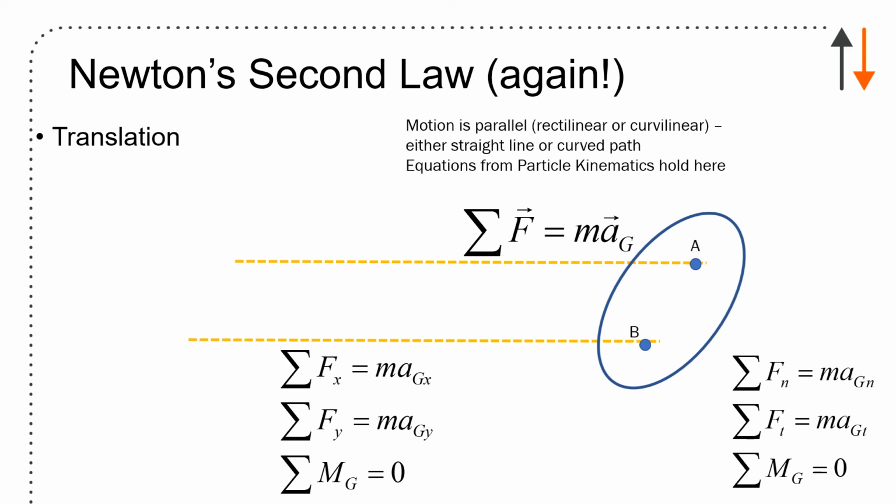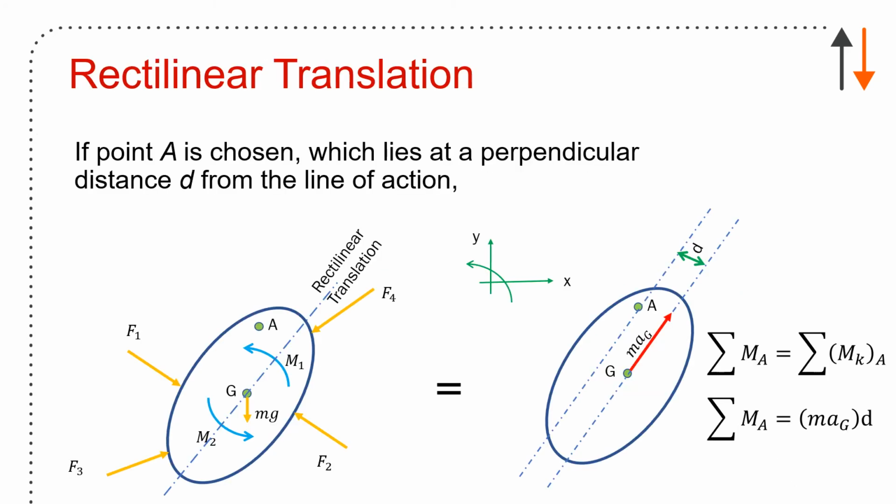So if it's a curved path, I'll use normal tangential, which is, again, not as exciting when you're doing particle kinematics or particle kinetics when you're looking at NT systems. But this time it starts to make more sense, and moments about G equals 0 again.